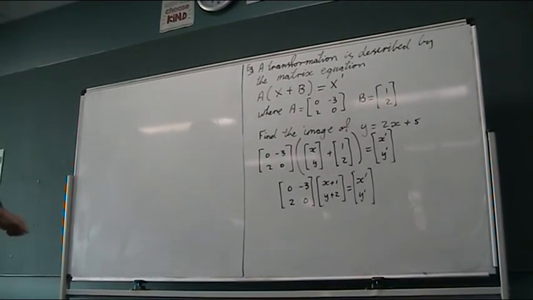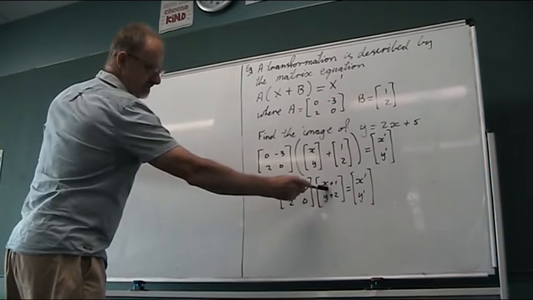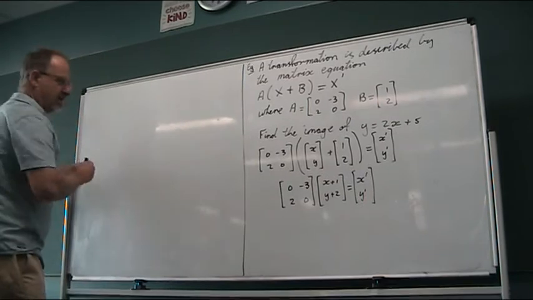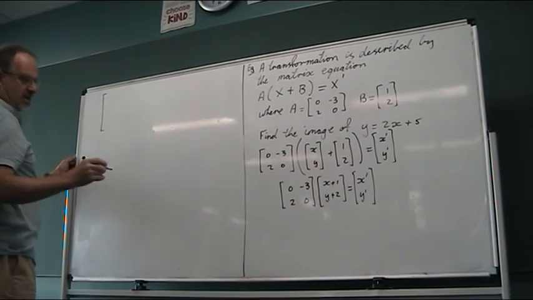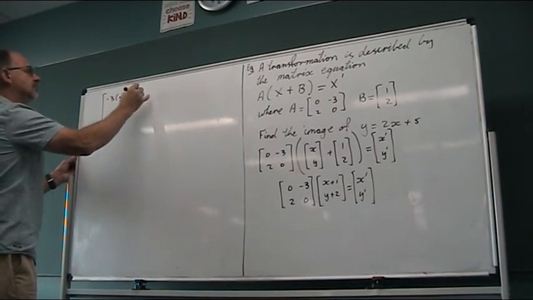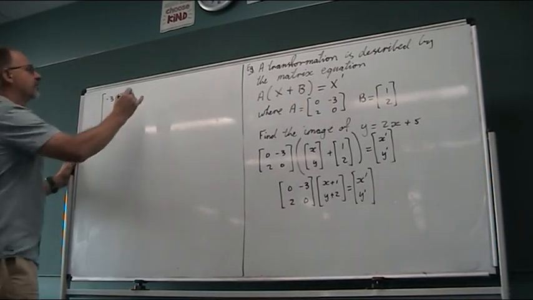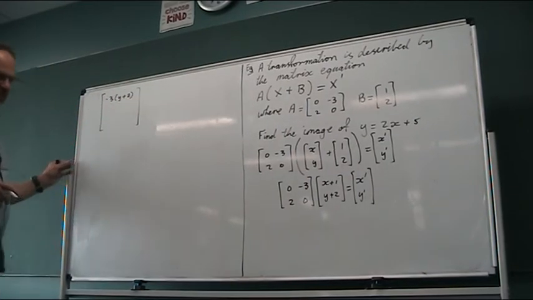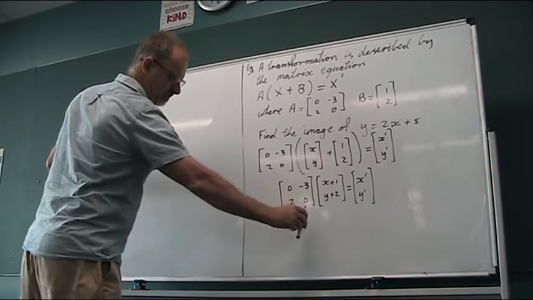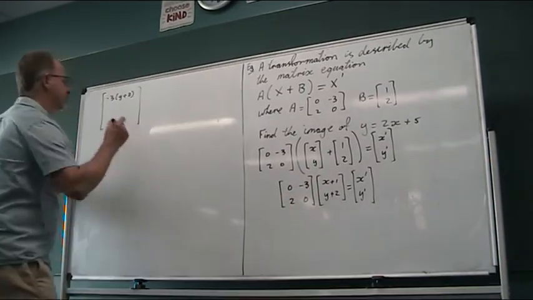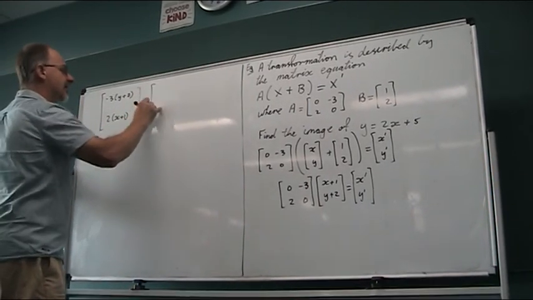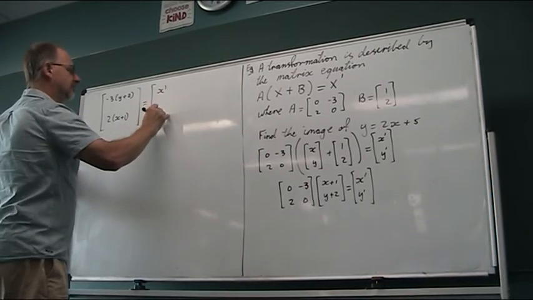Alright, so then we've done that, now we do the next one. So 0 times x plus 1 is 0. Negative 3 times y plus 2. There it is. So that's the row and the column. The next row, 2 times x plus 1 plus 0 times that, so that's just 2 lots of x plus 1. And that is our image.